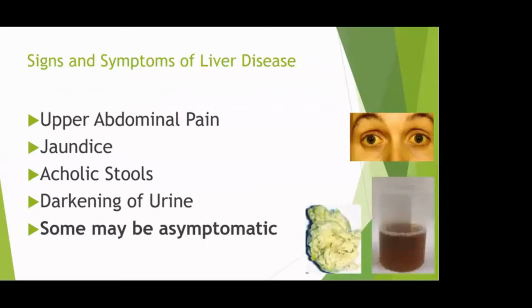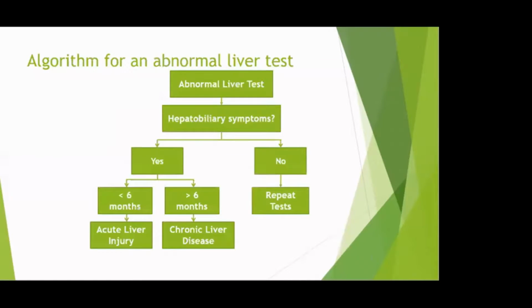We know all the usual signs and symptoms that point to a liver disease, like upper abdominal pain, jaundice, colic stools, and darkening of urine. But some patients have abnormal liver tests despite being asymptomatic. This is an algorithm of how our clinical colleagues work up abnormal liver tests.